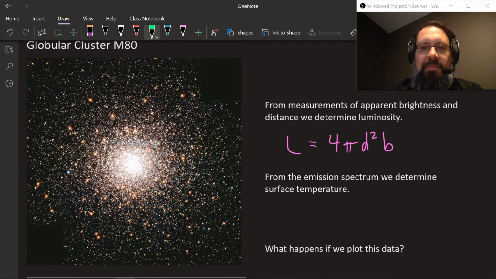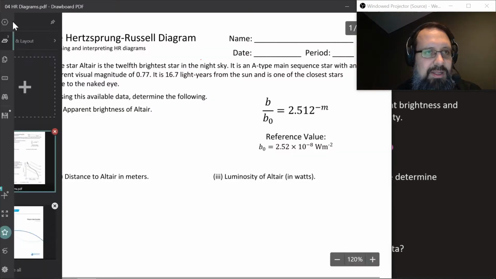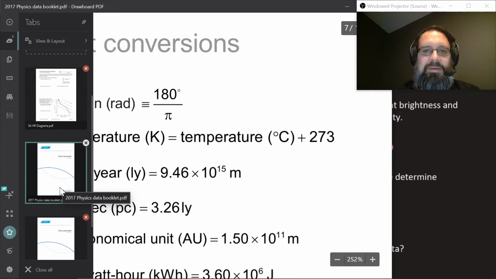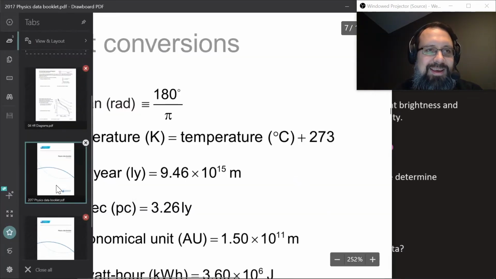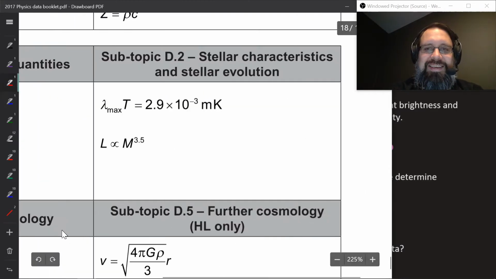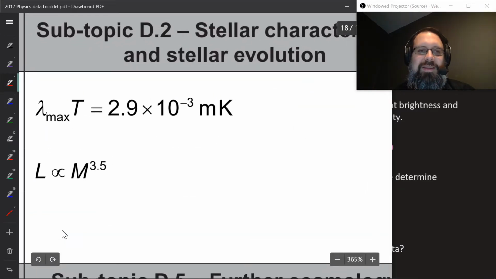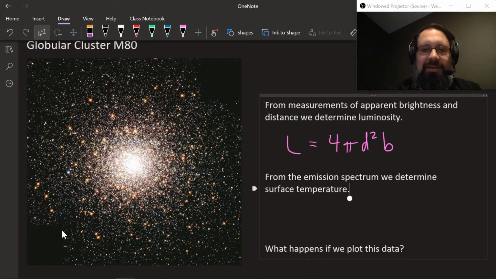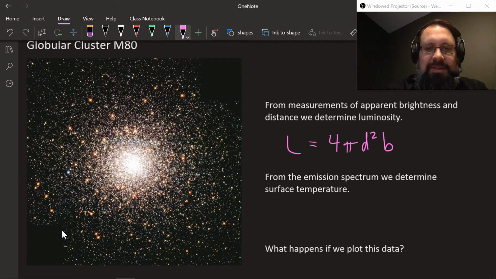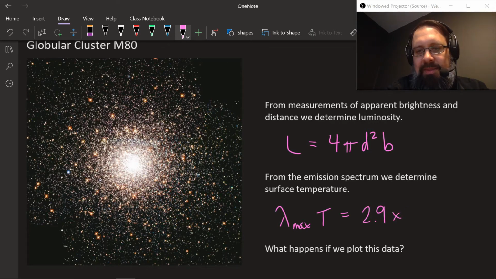All right, next. From the emission spectrum, we determine the surface temperature, and that was this equation. It's in the IB data booklet. Here it is. This is Wien's law: the maximum wavelength in the emission spectrum times the temperature is 2.9 times 10 to the negative 3. So I'm going to write that down. Wien's law says that lambda max times the temperature is equal to 2.9 times 10 to the negative 3 meter kelvins.